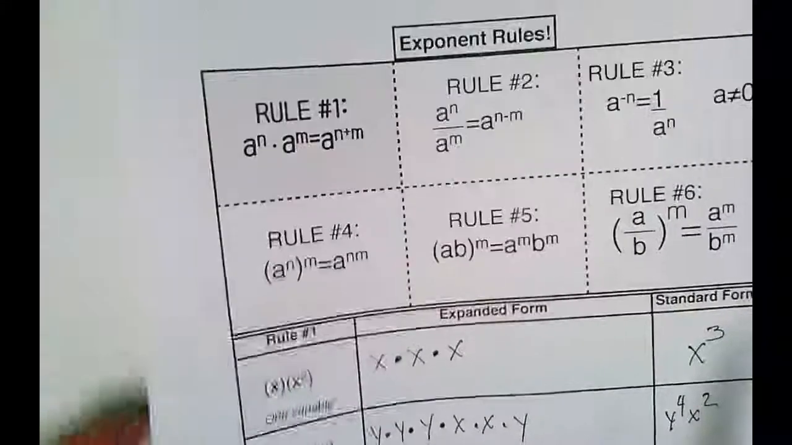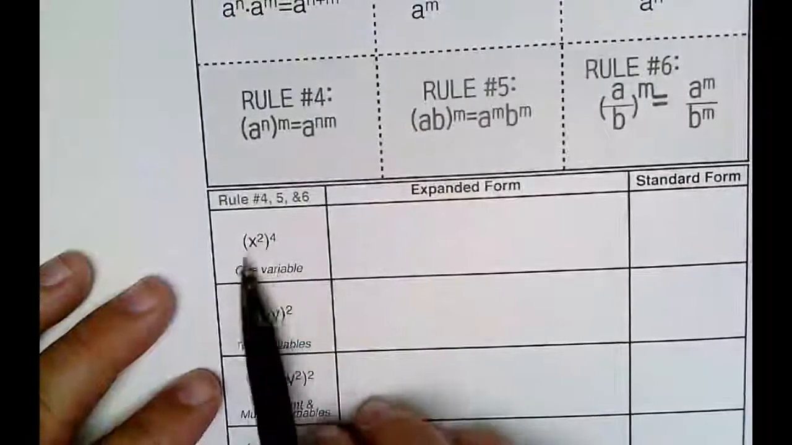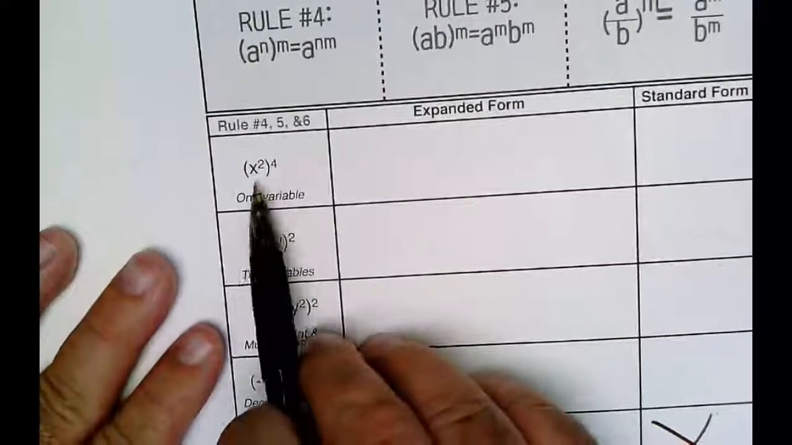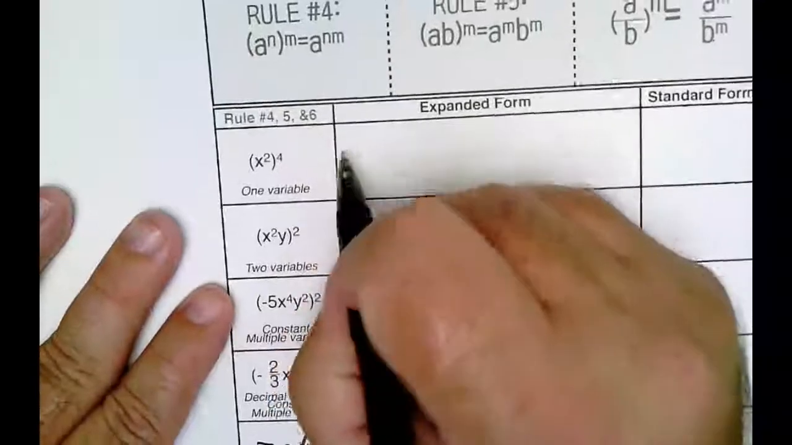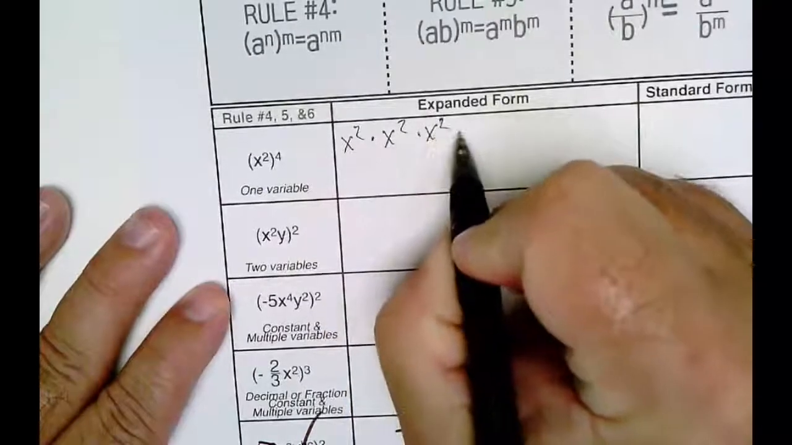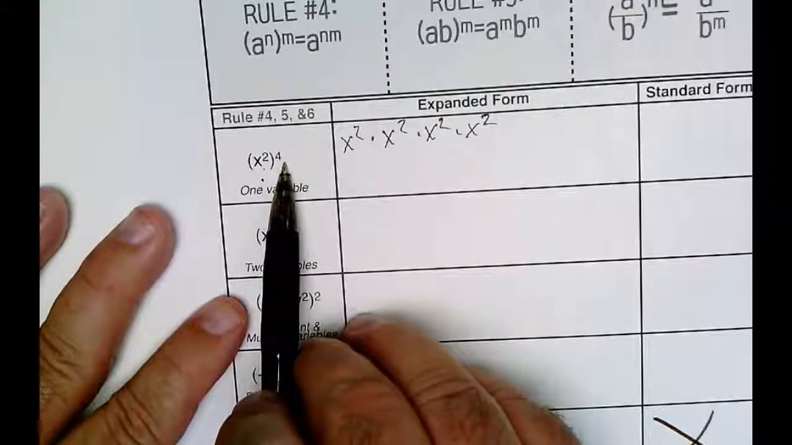All right, now we're going to continue with the last 3 rules, which are power to a power, and basically we're going to distribute. Okay, so let's look at when we have, this is called power to a power. I have x squared to the 4th power. Okay, so what I'm going to do here is I can rewrite this in expanded form, which is going to give me x squared times x squared times x squared times x squared, because that's what that says. X squared times itself 4 times.